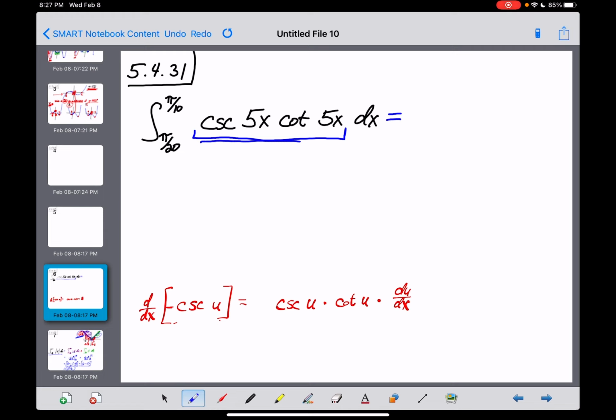This integral right here is the derivative of the opposite of the cosecant of the same angle, which is going to be 5x. The only problem, though, guys, is this: when we take the derivative of a negative cosecant of 5x, it would be positive cosecant of 5x times positive cotangent of 5x, but then times the derivative of that angle, which would be 5. There's no 5 out here, so to undo that, we're going to have to divide by 5.